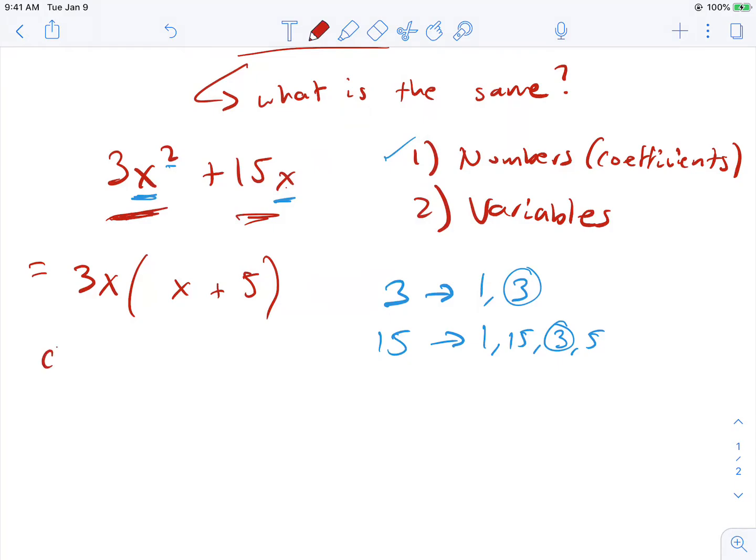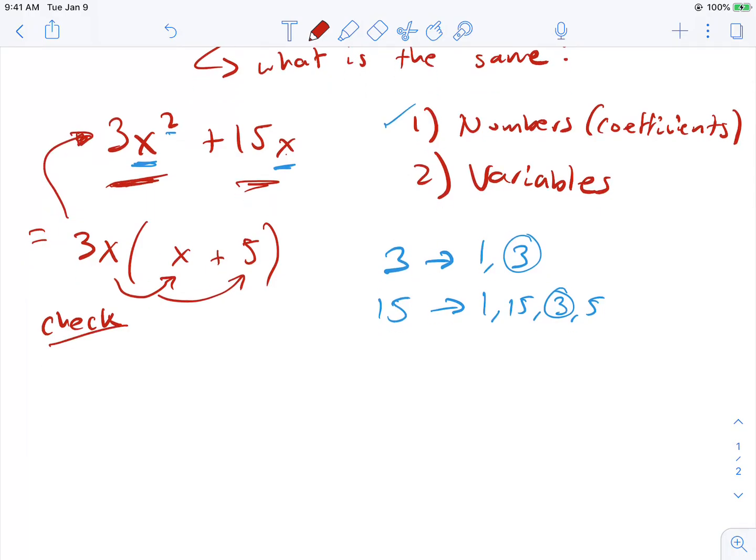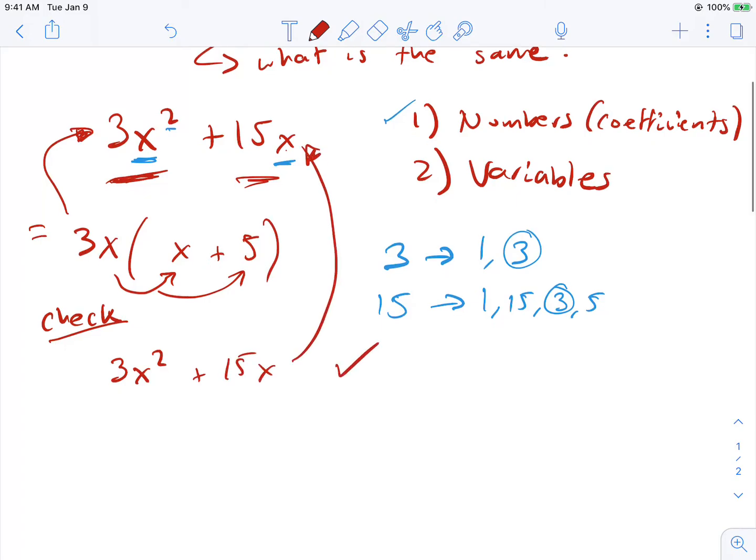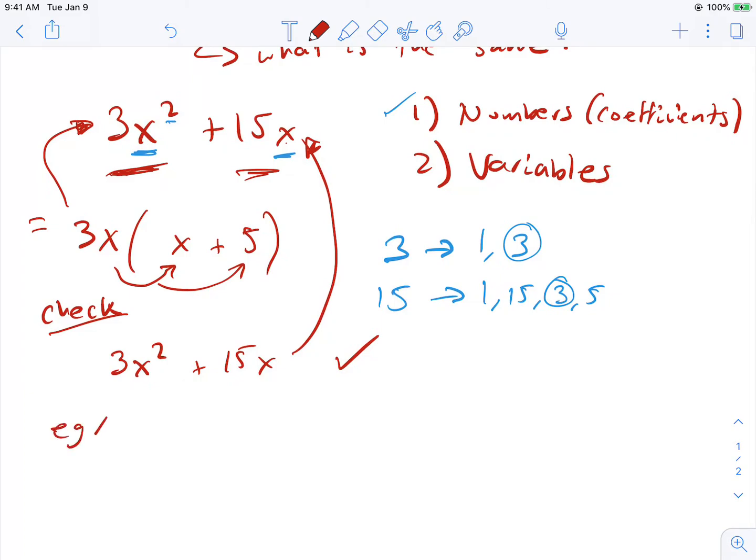So we can also do a little check. And how we do that is we can redistribute this in. And if we do, we should end up with our original equation. So if we wanted to check, we could go 3x times x, that's 3x squared, plus 3x times 5, which is 15x, and those two things are the same, so we are good. Let's look at another example.